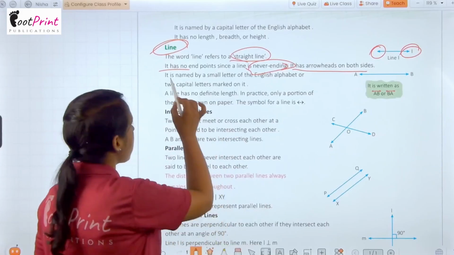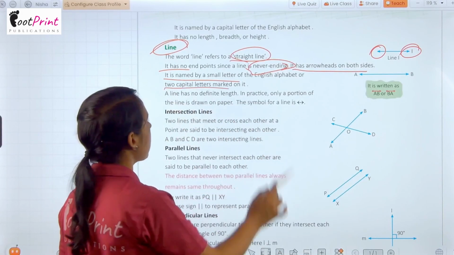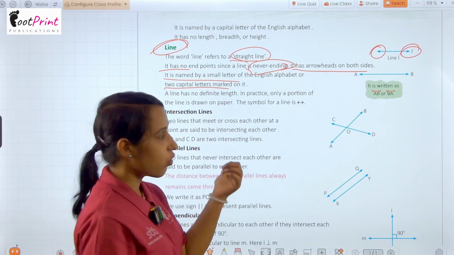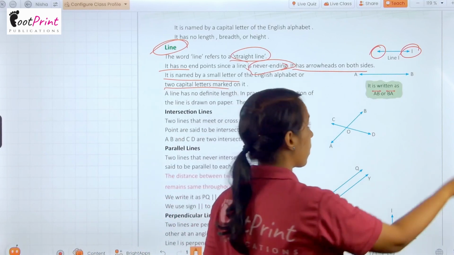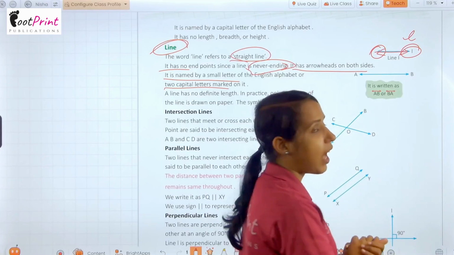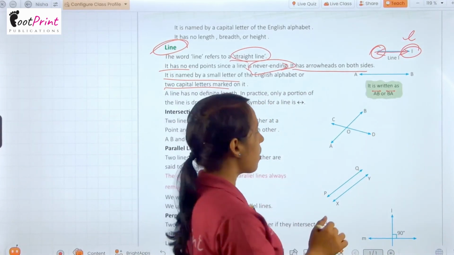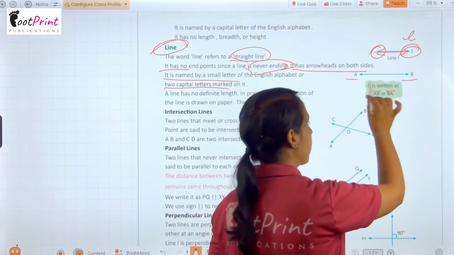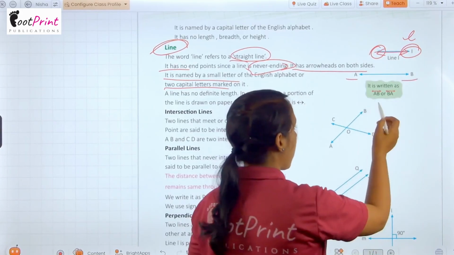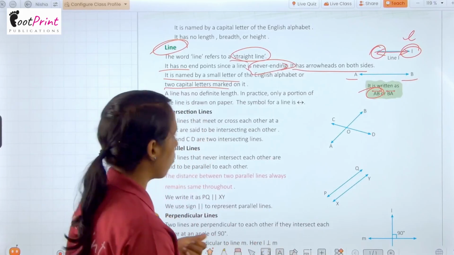Okay, and it is named by a small letter of the English alphabet or two capital letters marked on it. तो इसको हम दो तरीके से नेमिंग दे सकते हैं. अगर हमने L लिखा only small letter, so it is line L. Or if we want to give the second name, we use two capital letters here, so we can write line AB and line BA also.